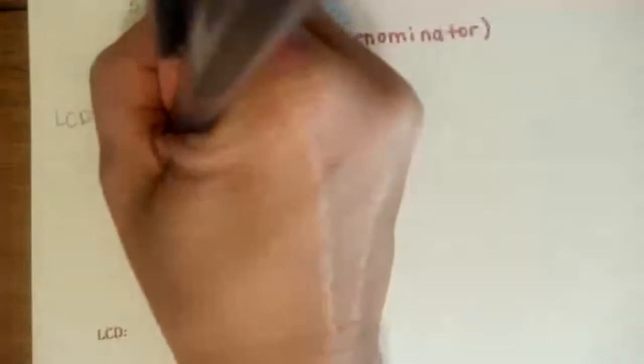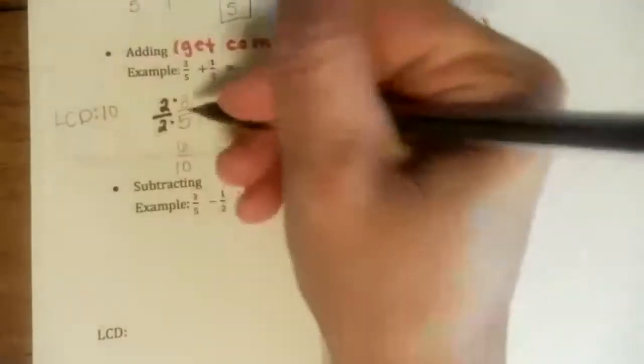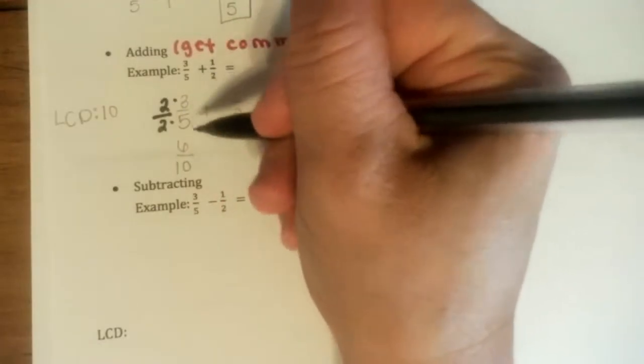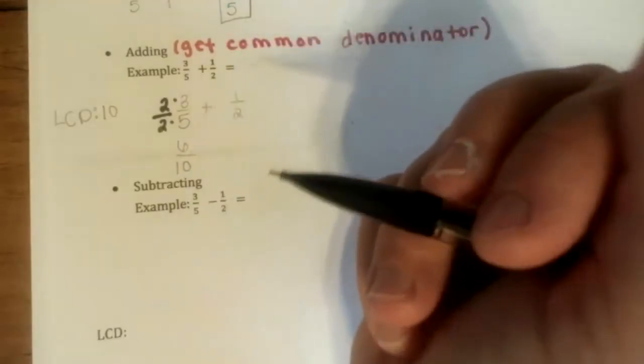So 2 times 3 would give us 6, all over 2 times 5 would give us 10. So 3/5 is just a simplified version of 6 over 10. So again, we're not changing the quantity, we're just changing the way it looks so that way we can manipulate it and make it how we want it.